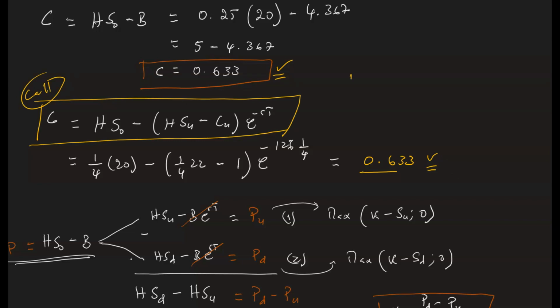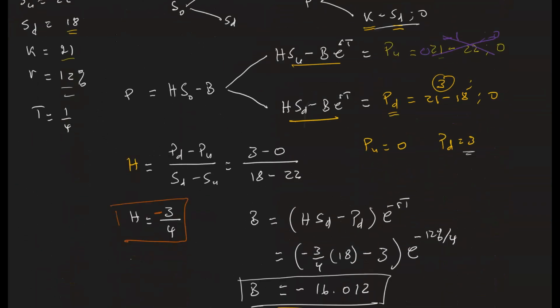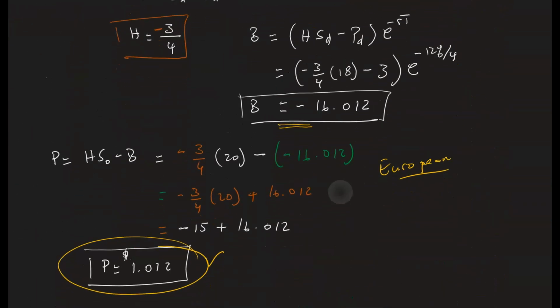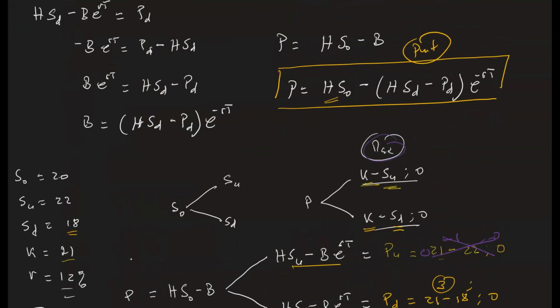And we know what H is: call up minus call down, divided by stock up minus stock down. And here we also know what H is. H for the put is equal to put down minus put up, divided by stock down minus stock up.